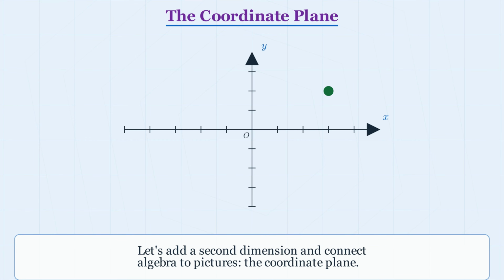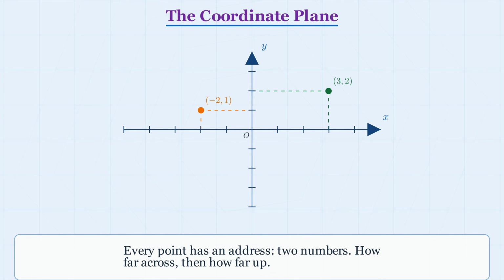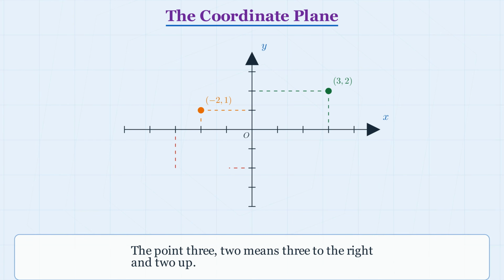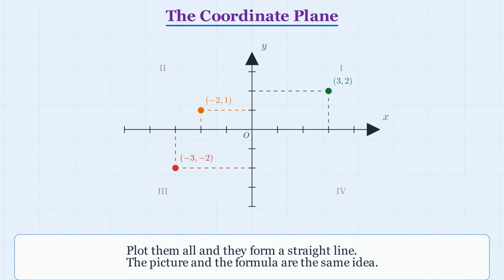Let's add a second dimension and connect algebra to pictures: the coordinate plane. Descartes dreamed it up while watching a fly crawl across his ceiling. Every point has an address, 2 numbers: how far across, then how far up. The point (3, 2) means 3 to the right and 2 up. An equation with x and y describes a whole family of points, a shape. Plot them all and they form a straight line. The picture and the formula are the same idea.